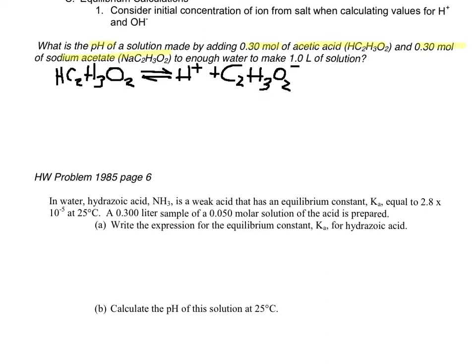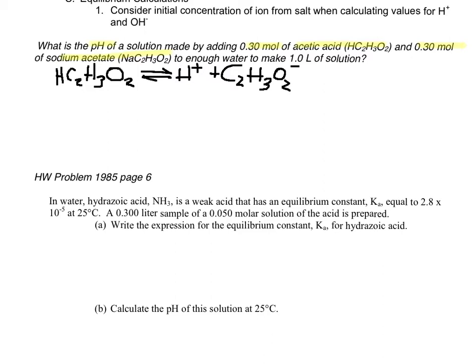Now this is one of the first things that students will get confused on, is they'll ask, well, where's the sodium acetate? Now remember, the sodium is just a spectator ion, so it really doesn't matter. That means the only part of sodium acetate that's important is our acetate ion, which is right here. So this is the sodium acetate right there.